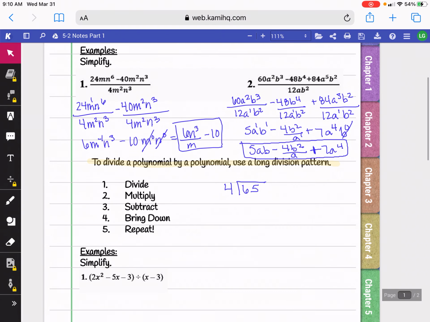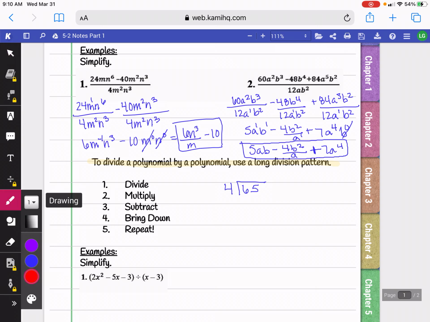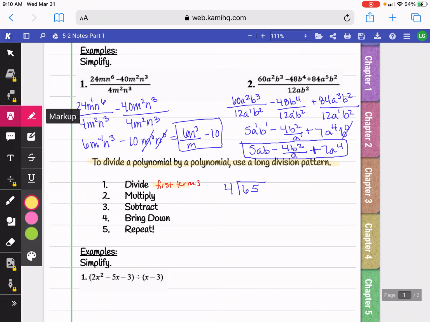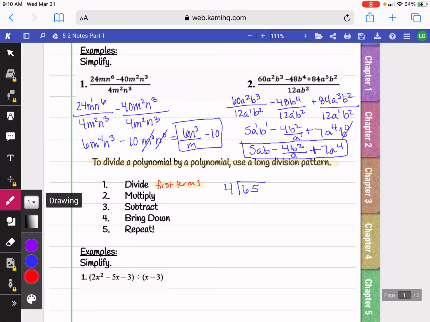So when you're dividing a polynomial by a polynomial, it's not as simple as just separating it into different fractions. One method that's used is the long division pattern. Now, you've done long division before when you were younger. Here I'm going to use the example of 65 divided by 4. And we're going to be using the same steps you used for that long division, just now you have variables. So when you do 65 divided by 4, usually you divide the first terms. So what I mean by that is you're going to do 6 divided by 4, which comes out to 1.